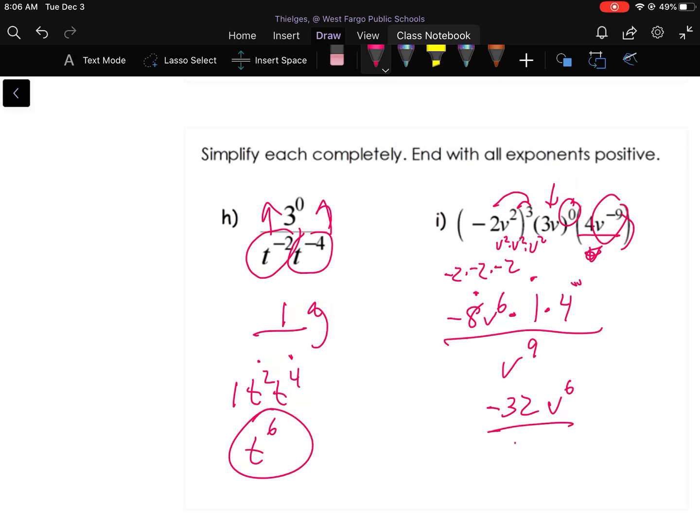V to the 6 over v to the 9th. I've got 6 v's in the top that I can take away, 6 v's from the bottom, and I'm left with 3 v's in the bottom. So negative 3 over v to the 3rd.